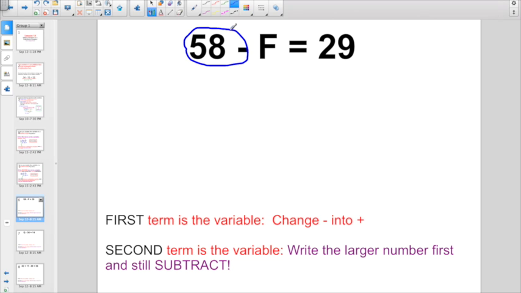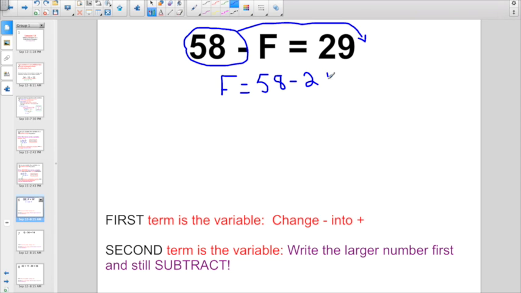I'm going to circle this 58 and this minus sign, and I'm going to kick them over to the other side. Hopefully you are writing this down on your scratch piece of paper with me. Get ready to write down everything that's not circled. F is not circled. Equal sign is not circled. But the second term was the variable, so we have to make sure to write the larger number first and still subtract. So I'm going to write 58 first, still subtract, and now 29.